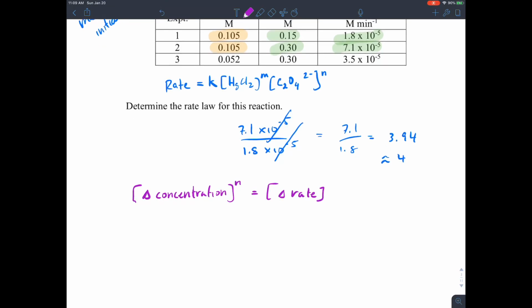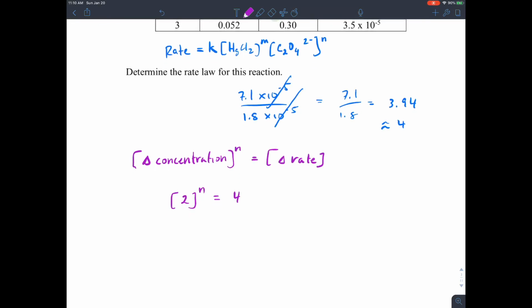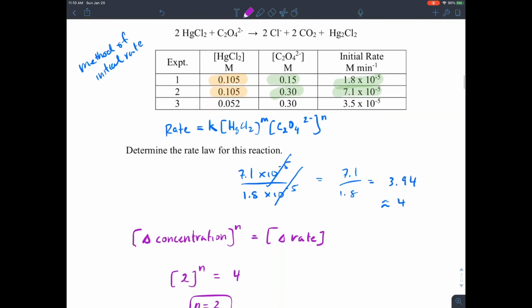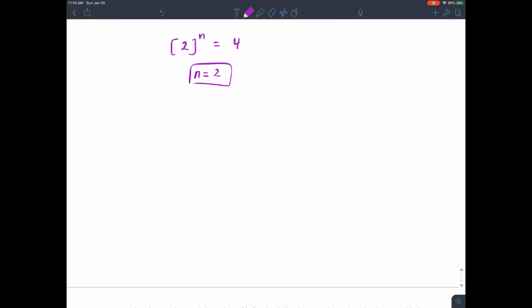So let's just plug in our numbers. Our change in concentration was a factor of 2. We doubled our concentration. What happened to our rate? It went up by a factor of 4. So 2 to what exponent gives me 4? Well, n must be equal to 2, because 2 squared is equal to 4. So I have my order for my oxalate ion. The order is going to be 2.